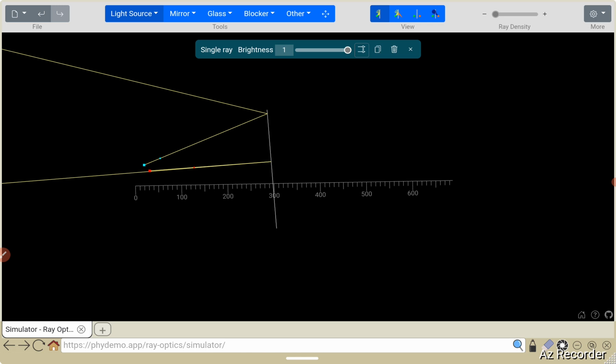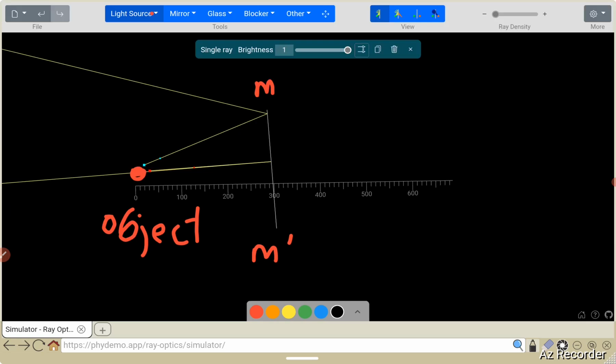Okay, let it be like this. Now the reflected rays we need to extend. Correct? Let us extend the reflected rays. I am taking one more color so that it will be easy for us. Straight line only we have to draw.